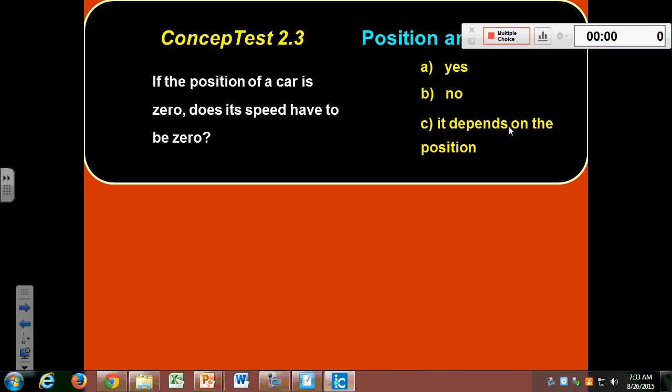If the position of a car is 0, does its speed have to be 0?